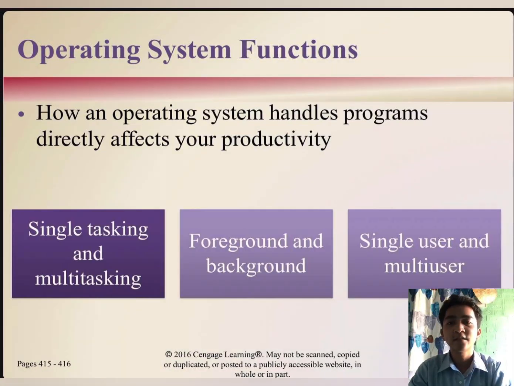Single tasking: the computer does only one thing at a time. Multitasking: the computer can do many things at the same time. Foreground: this is the program you are using right now, like a game or a web browser. Background: these are the programs that are still running but you are not using them at the moment, like music playing while you type. Single user: only one person can use the computer at a time. Multi-user: many people can use the computer at the same time, like in a big office.